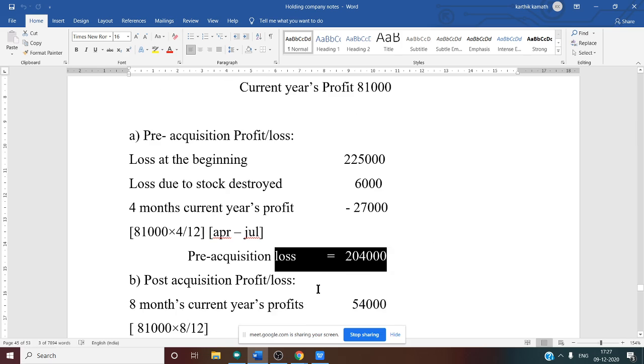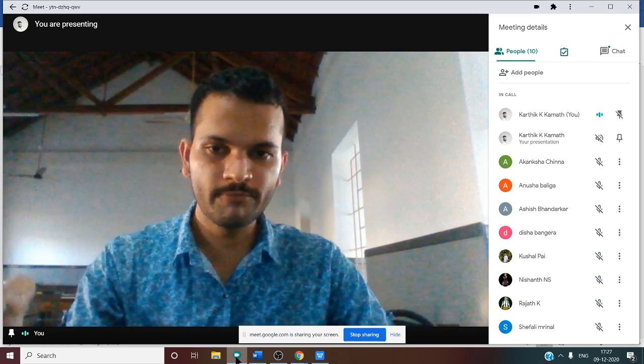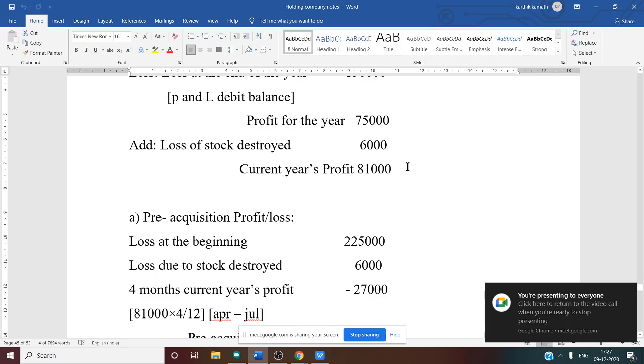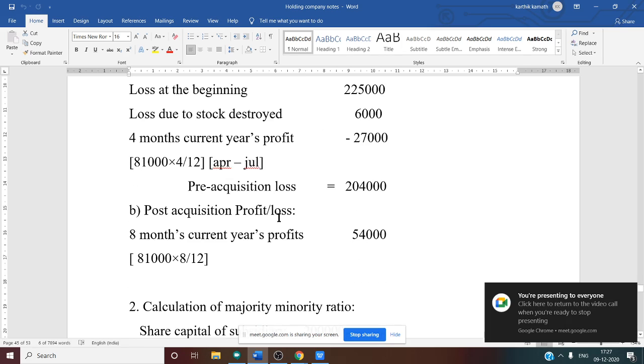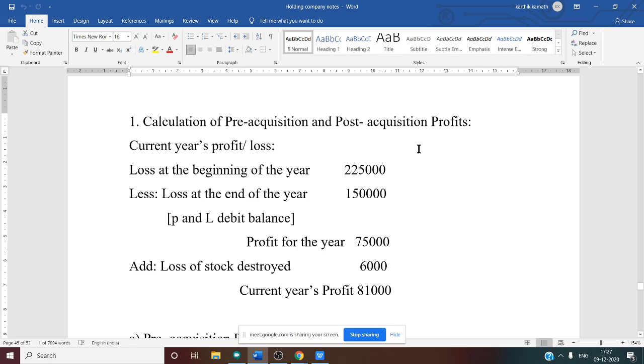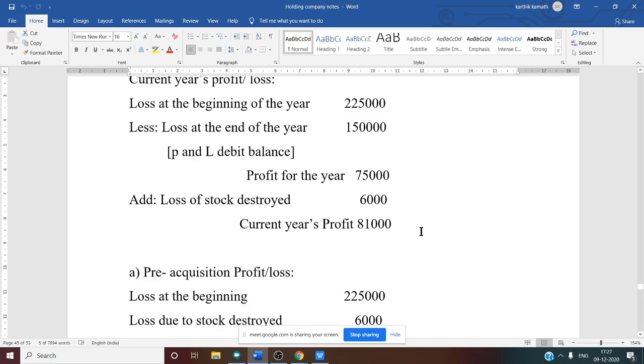Yes. After this, post-acquisition profit or loss. Once we got the pre-acquisition profit, the next thing we have to do is post-acquisition profit directly from current year profit. Current year profit information is 81,000. 81,000 into remaining months, that is 8 by 12, August to March. So that is nothing but 54,000. This is a positive balance because it is a current year profit and there is no loss. So now we calculated the first working note, that is pre-acquisition profit and post-acquisition profit.